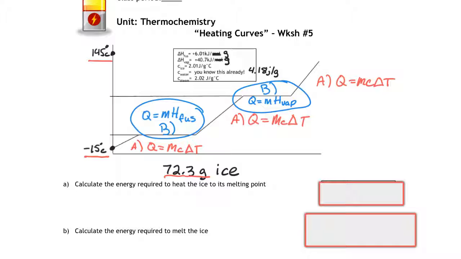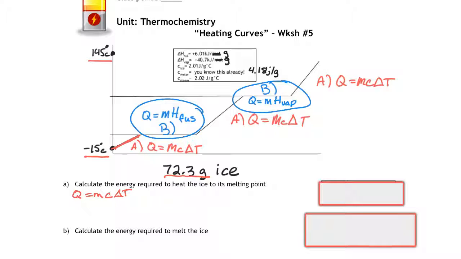All right, now I've got the formulas written down that I'm going to need for this problem. The first one is A: calculate the energy required to heat the ice to its melting point. I'm going to be looking at this portion of the graph, and the formula I'm going to use is Q equals M, my mass, times the specific heat of water, times delta T.